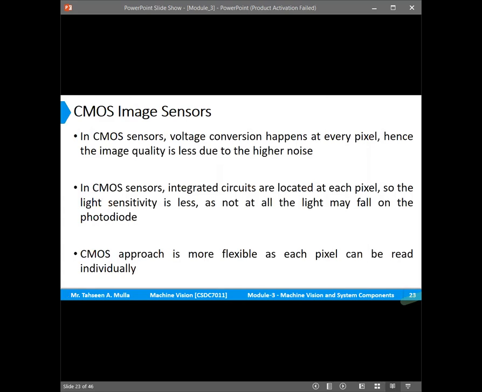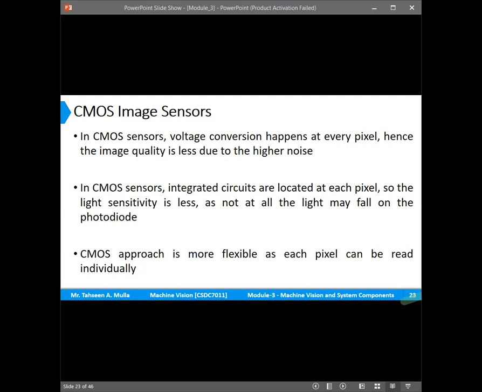In CMOS, the integrated circuits are located at each pixel. So the light sensitivity is less, as not all of the light may fall on the photodiode. That is the reason why we have less image quality for these kinds of sensors, whereas CCD has high quality, but these are faster compared to those.